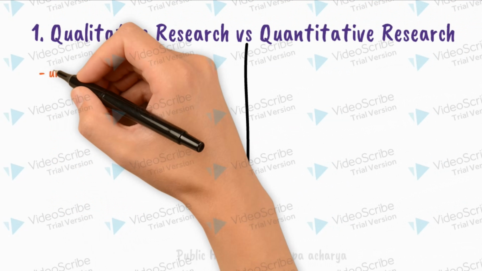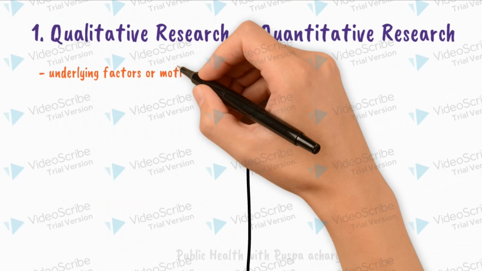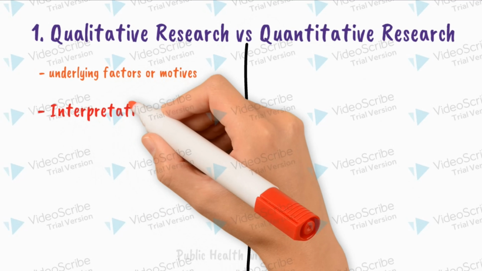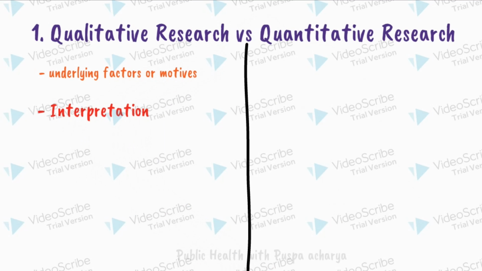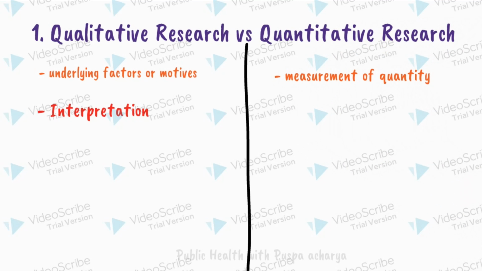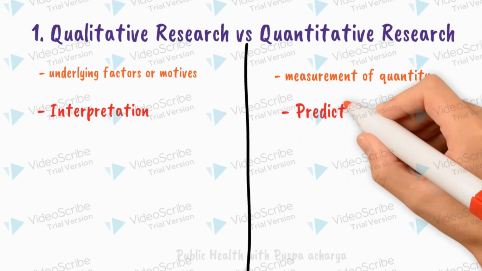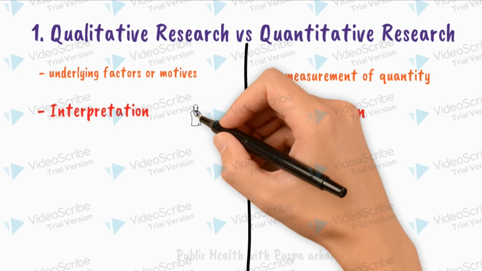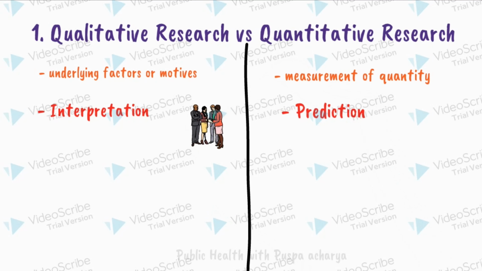In qualitative research, we tend to find underlying factors or motives. It is especially used in behavioral science to discover underlying motives of human behavior, and we usually make an interpretation from the result. Whereas on the other hand, quantitative research is based on measurement, that means quantity, magnitude, association, risk factor, etc., where we usually predict the causal relationship between two variables. And sample size is usually larger in quantitative research compared to qualitative research.